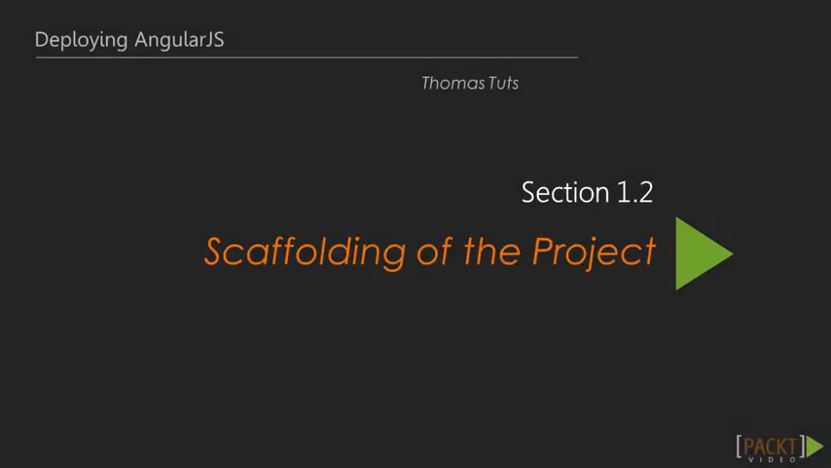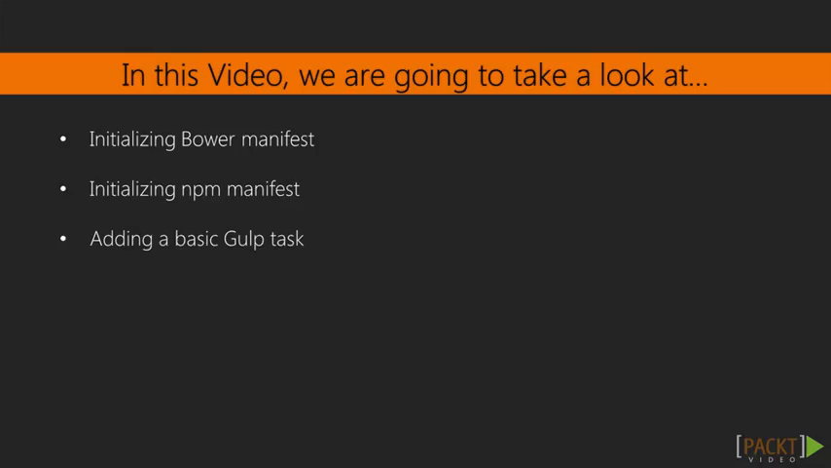This is the second video on deploying AngularJS, the first section called Setting Up. In this video, we'll be scaffolding our project. What that means is we're going to take a look at initializing both the manifest for Bower as well as npm to keep track of all our dependencies. We're also going to add a basic gulp task to illustrate how gulp works.